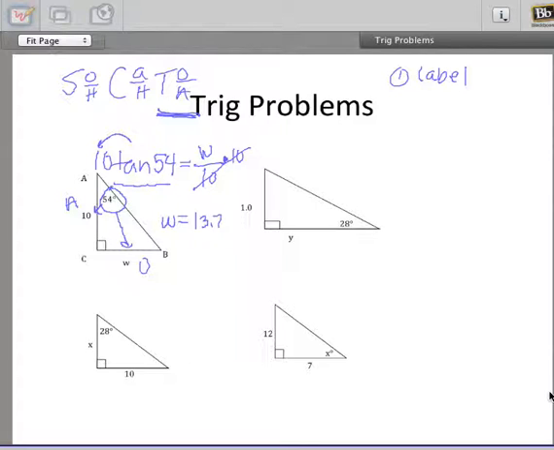Let's try another one. So start with label, and then we will choose a trig function based on the letters that we see. And then the third part is we want to plug it in and solve for x.